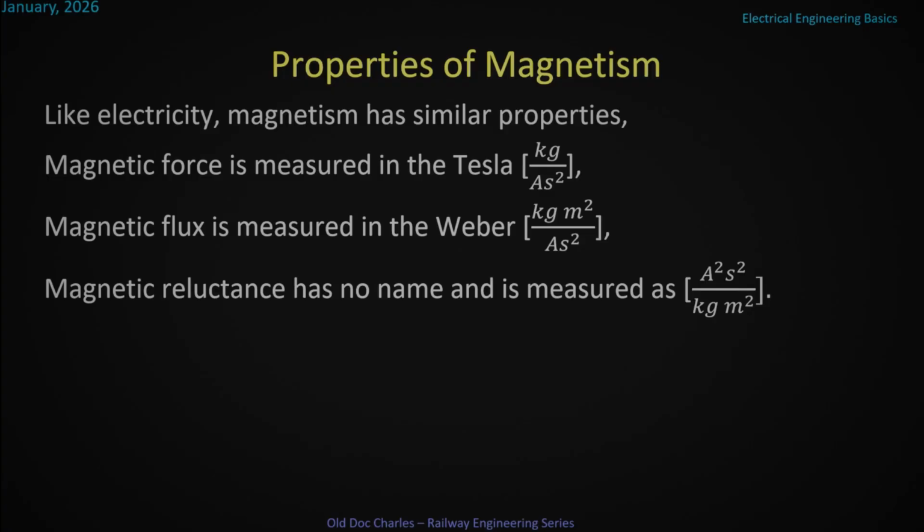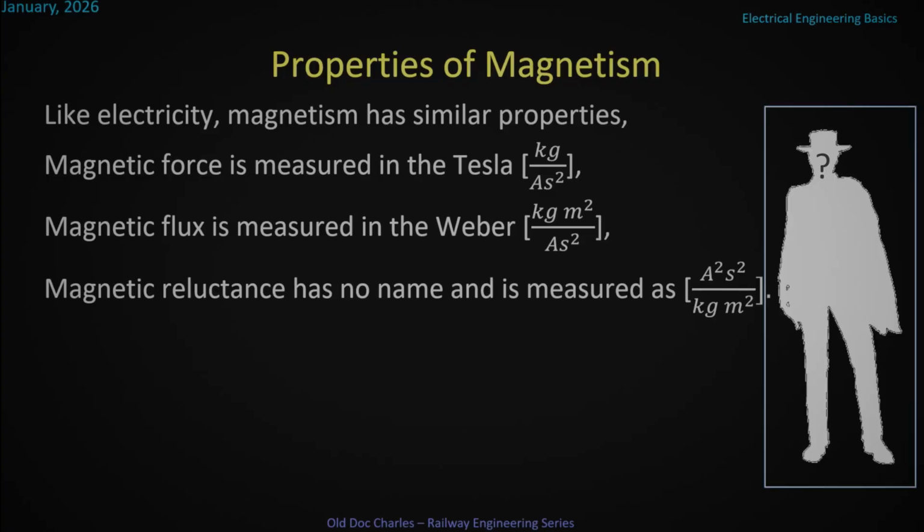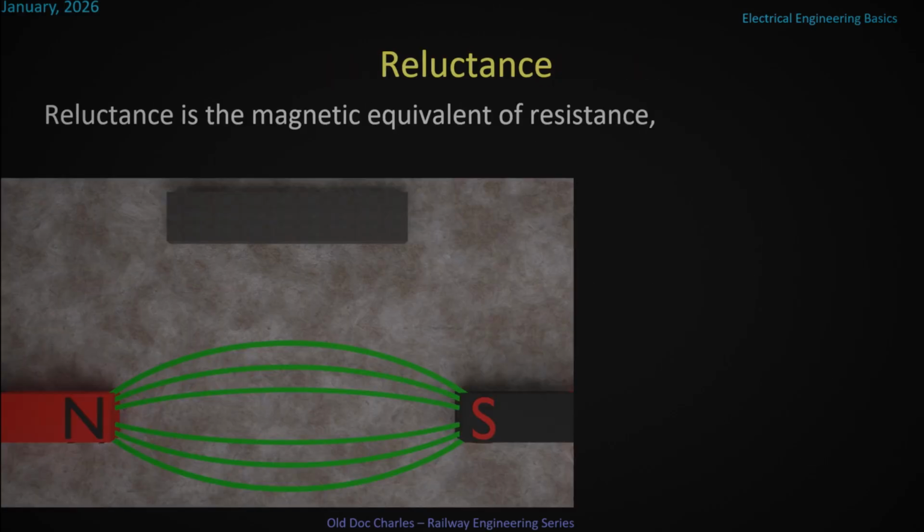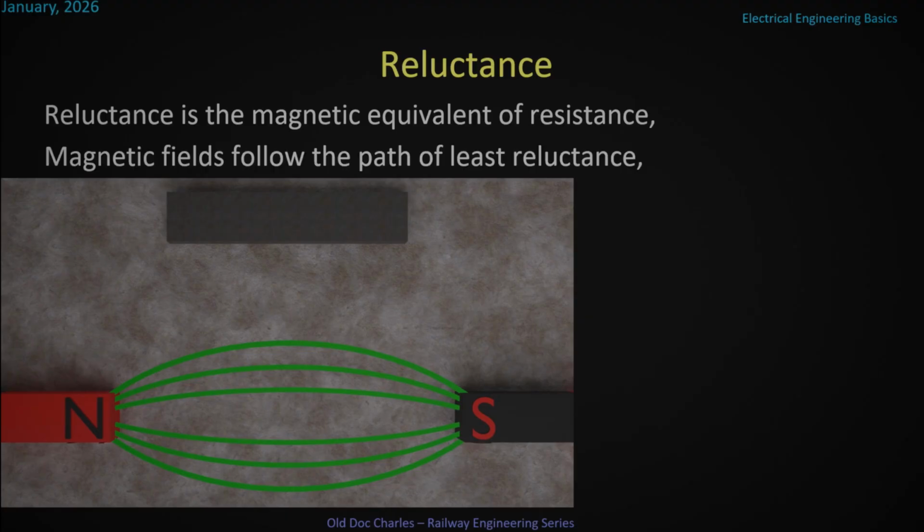Magnetic reluctance is kind of like resistance. It's not named after anybody. It's ampere squared second squared per kilogram meter squared. Reluctance is really the magnetic equivalent of resistance. Magnetic fields follow the path of least reluctance, just like current will follow the path of least resistance.